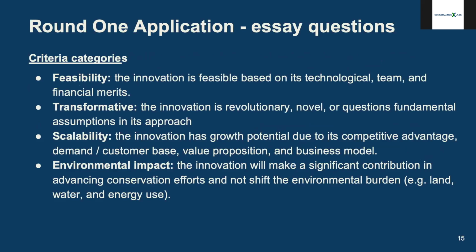All right, so the criteria. These are the categories by which the reviewers will evaluate your application. There's feasibility, that the innovation is feasible based on its technical, team, and financial merits; and transformative, that the innovation is revolutionary, novel, or questions the fundamental assumptions in its approach. This is really looking at how creative and innovative the approach is to the microfiber shedding problem, the microfiber pollution problem.